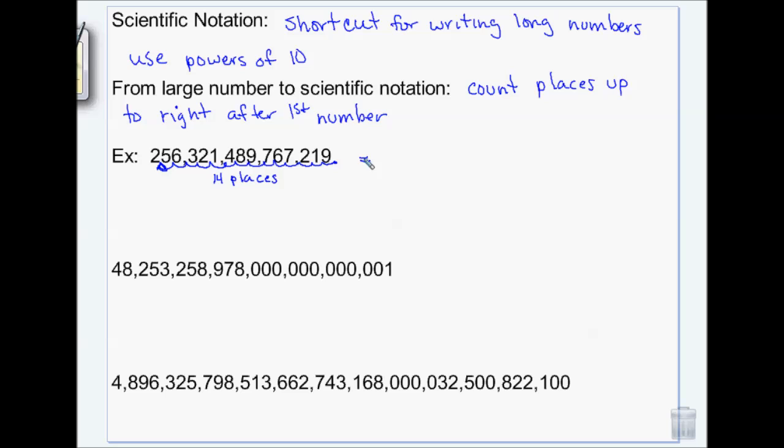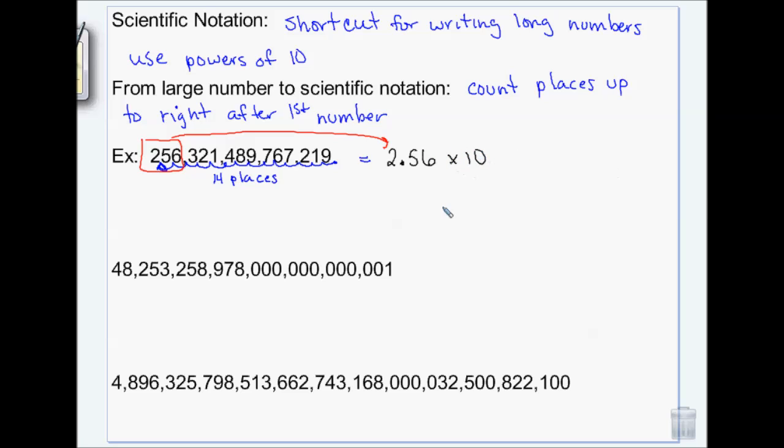Okay. Now, we only want 2 decimal places. So we're going to take this portion right here, and we're going to turn that into 2.56. Now, if this had been like a 5 or 7 or something, we would have made it 2.57. We would have rounded, but because it was a 3, it stayed 2.56.